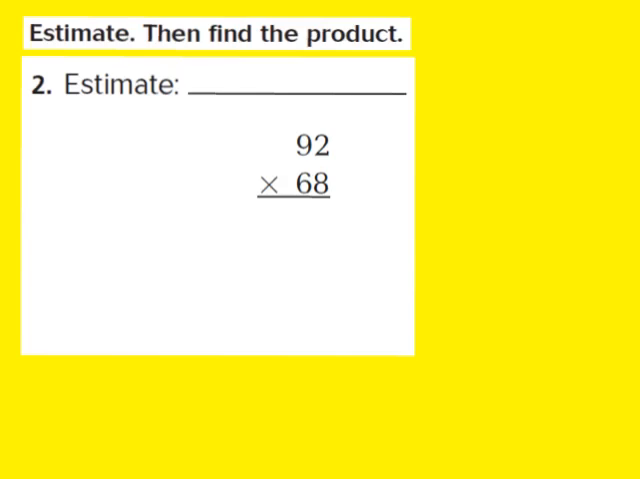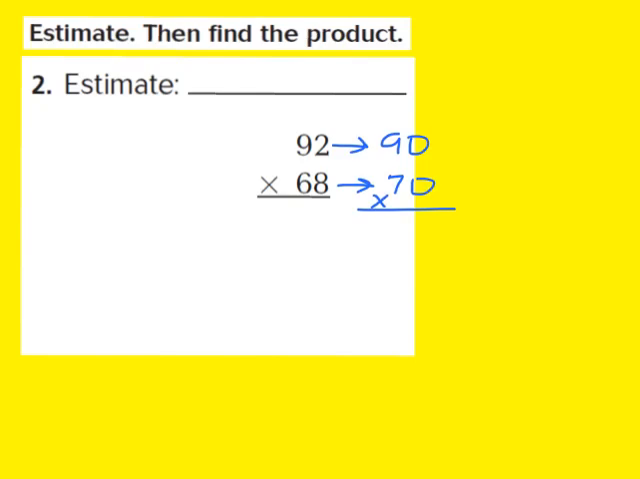Now, let's take a look at question number 2. The directions say to estimate and then find the product. So let's focus on the part of the directions that says estimate first. I'm given 92 times 68. So I ask myself, what are numbers close to 92 and 68 that I could easily work with using mental math? Well, I know that I could turn my 92 into a 90. So I'm going to write down a 90 next to my 92. And I know that I could turn my 68 into a 70 because 70 is close to 68, and it's an easy number to work with using mental math.